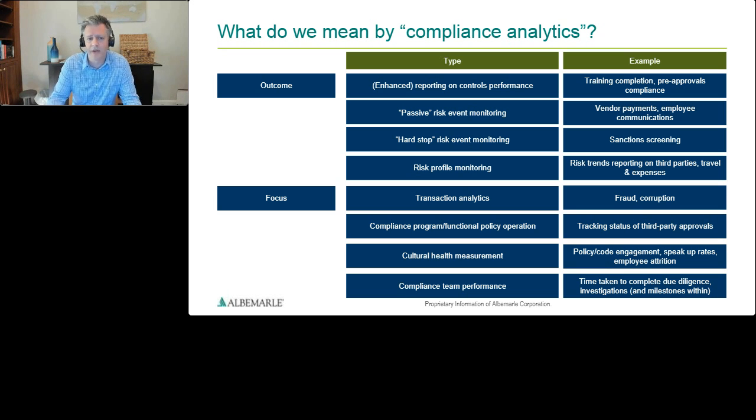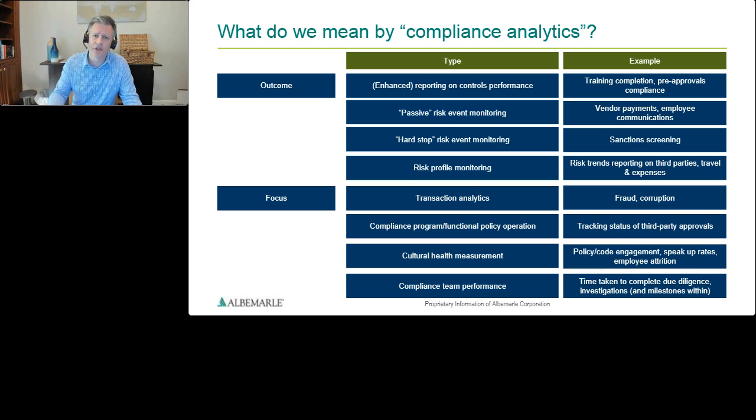But there are other outcomes as well. Passive risk event monitoring. This is similar to the work done by Parth and his team, where they run analytics on a particular vendor set or information data set, for example, and throw up flags for the compliance team to then follow up. But the flag itself doesn't, in and of itself, do anything.